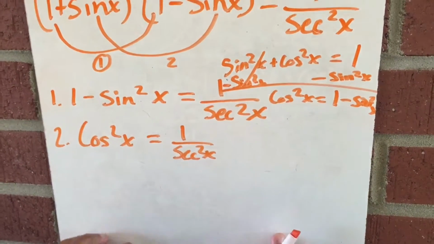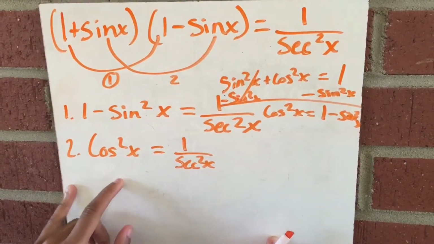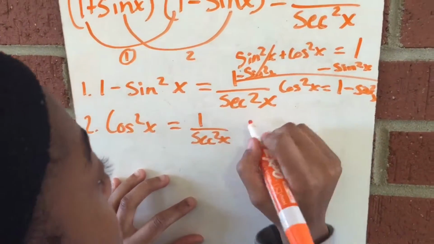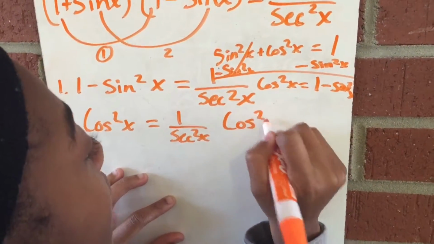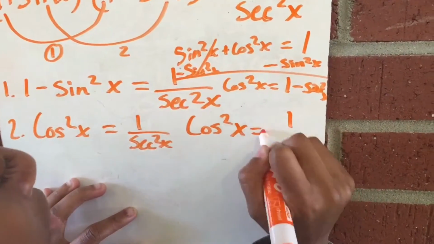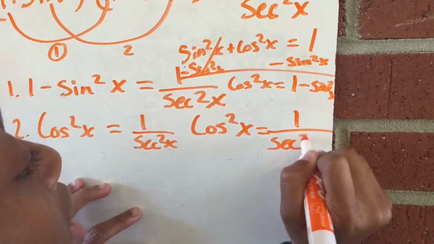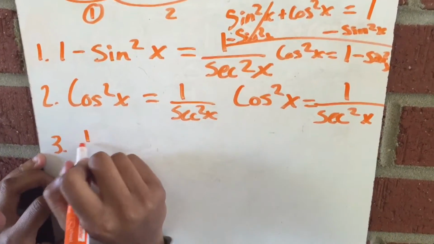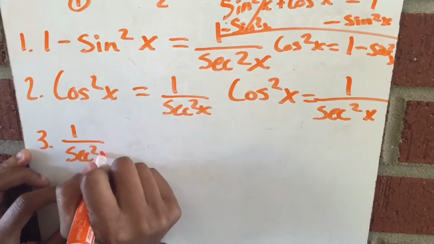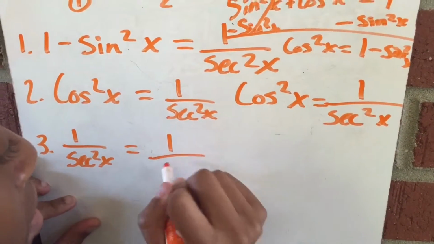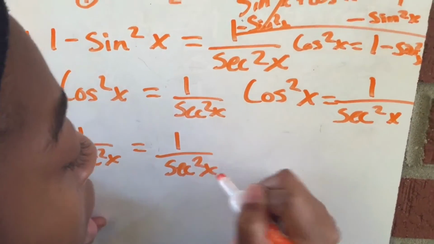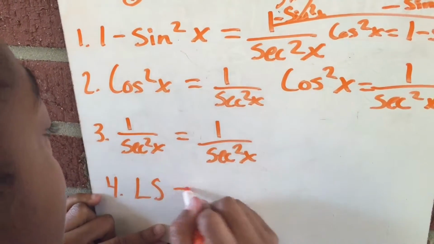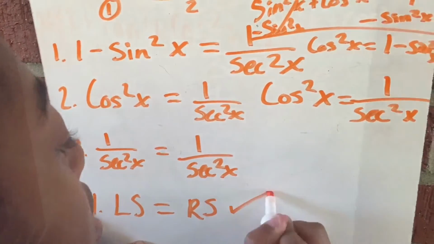Now we have to determine which identity we would use to make cosine equal secant. We use the reciprocal for that. The reciprocal of cosine, you just add the square, x. So now we have 1 over secant squared x equals 1 over secant squared x. So it's equal, so for the last step, you just put left side equals the right side.